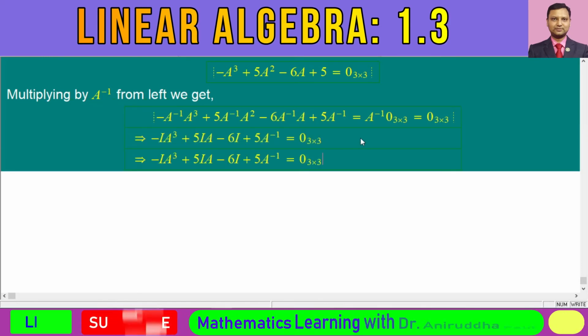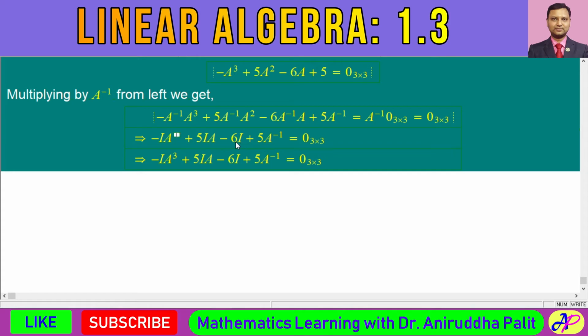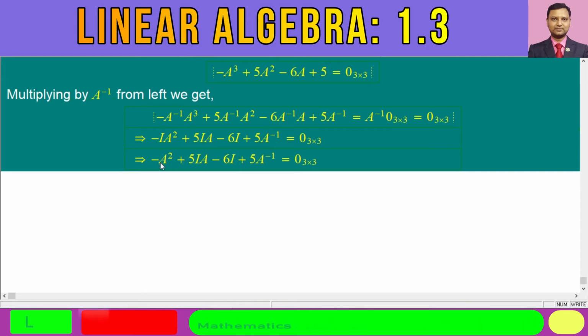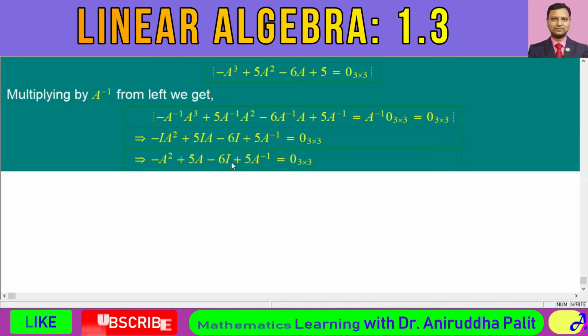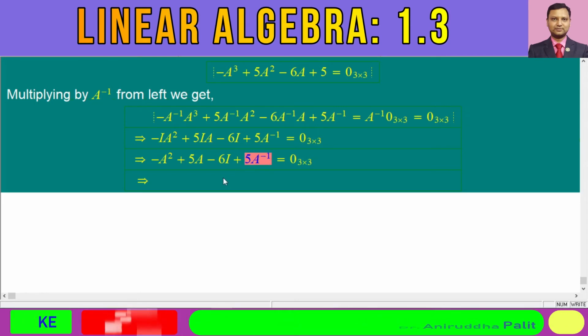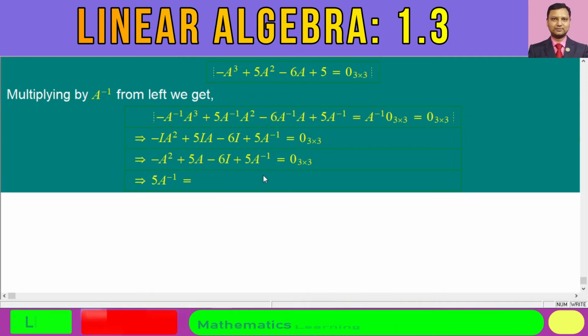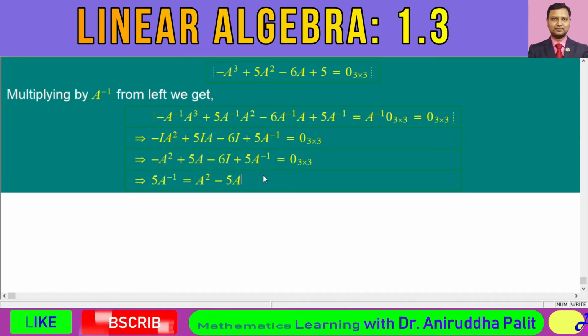Sorry, I made a mistake. That is A squared. Now this I into A squared is simply A squared, with a minus sign. This is 5A, let's keep it as 6I, and then this is 5A inverse. We have this type of relation, and from this relation, keep these terms on the right hand side, shift these terms to the right hand side. So we have A squared minus 5 into A plus 6 into the identity matrix.